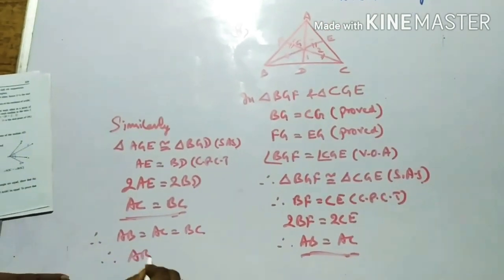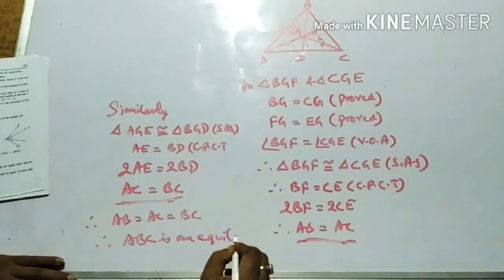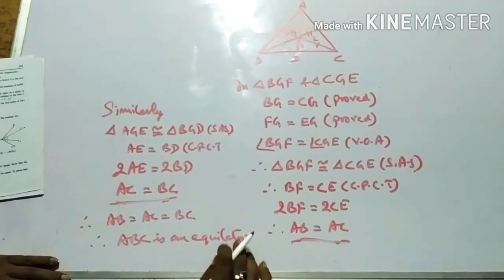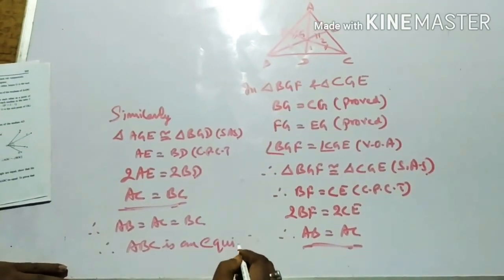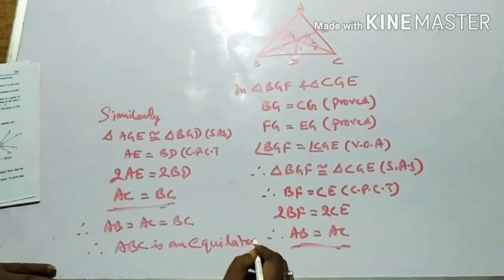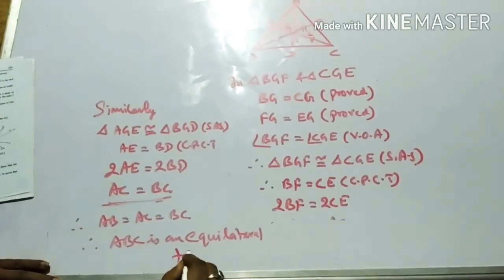Therefore, ABC is an equilateral triangle.